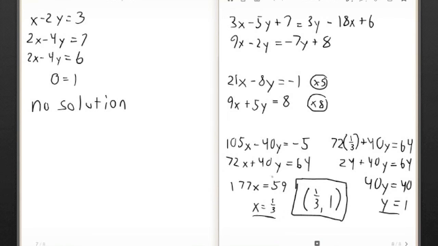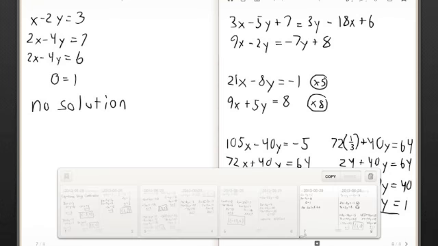Okay, and that is going to be it for now on linear systems, but eventually, maybe in the next video, maybe in a couple videos, we will do something a lot more difficult. We're going to add in 3 variables, but that will come soon.